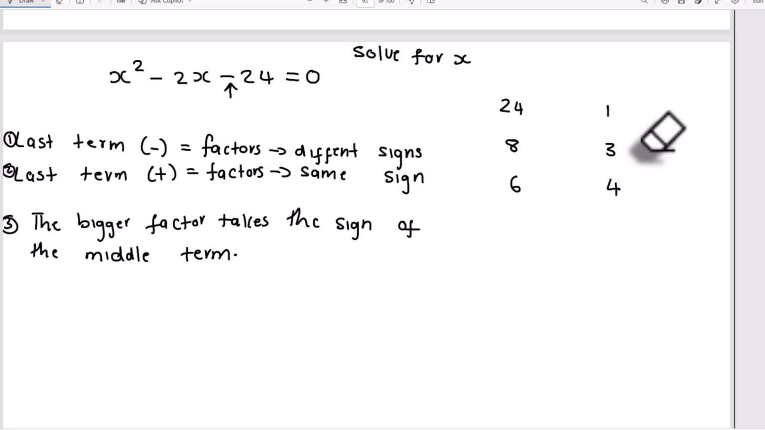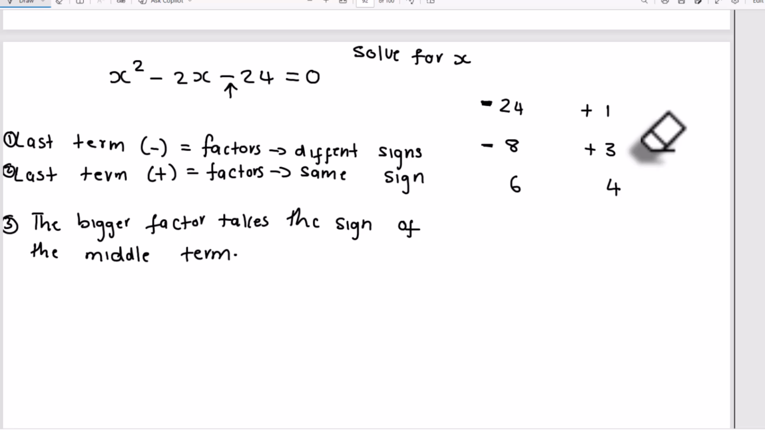So let's assign now. First thing, we know the factors have different signs, so we're going to say minus and a plus. Why did I give the negative to the 24? Because the middle term is negative, and the 24 is the biggest. So it's the bigger factor. That's why I gave the 24 negative. We go down. The 8 is going to be negative, the 3 is going to be plus.